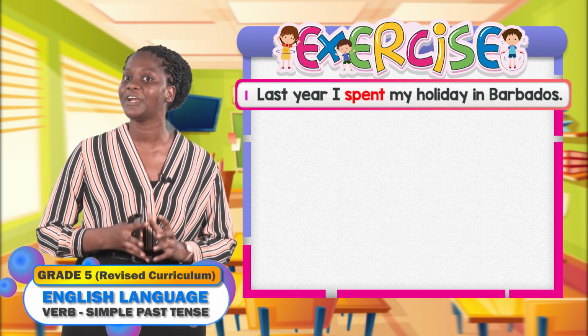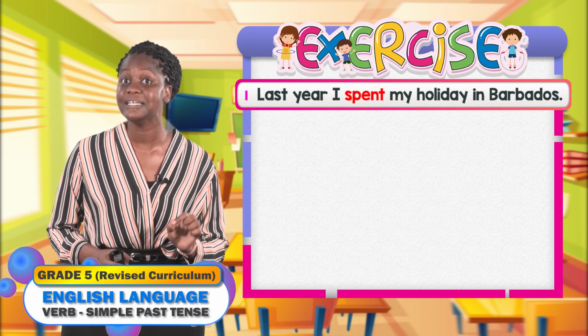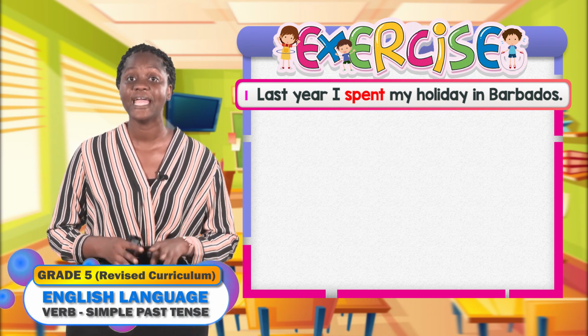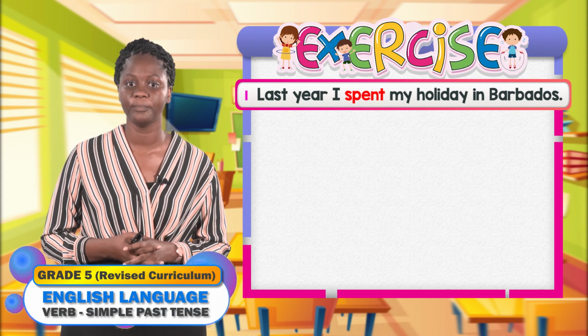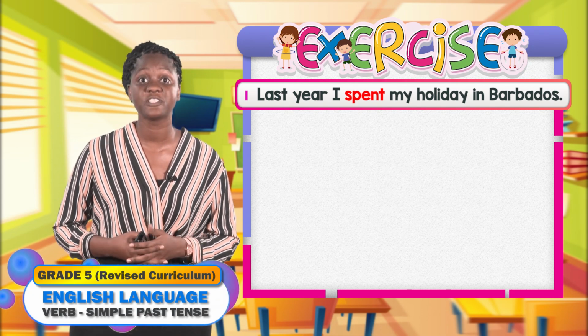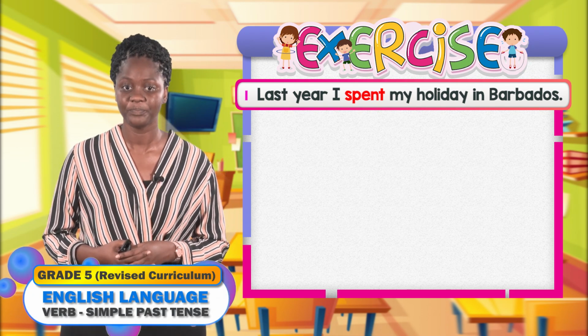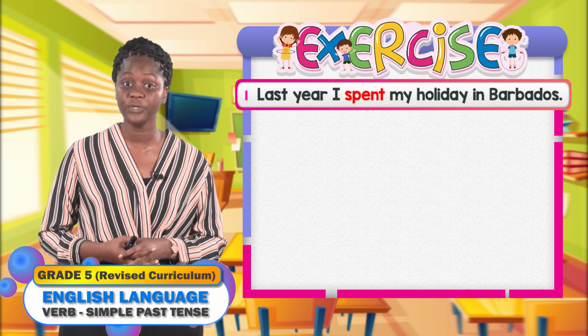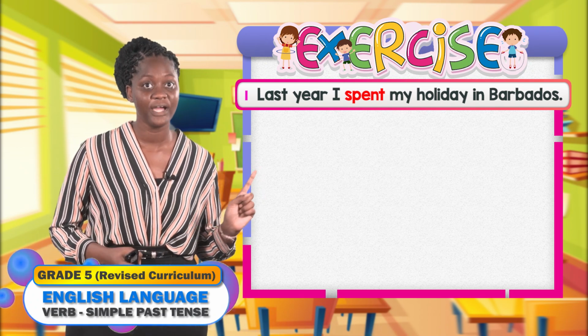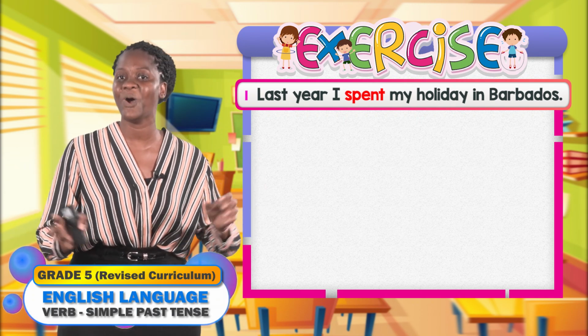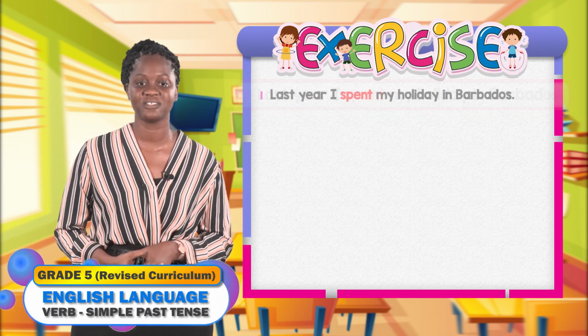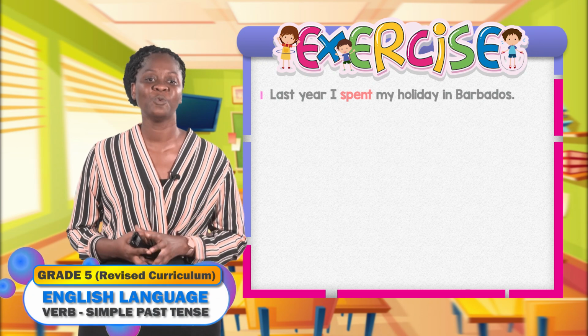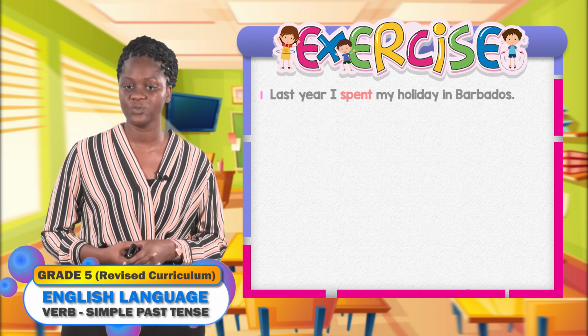Yes, you are correct. Spend in its past tense is an irregular verb form. So the past tense of spend is spent. So our new sentence would read, last year I spent my holiday in Barbados. Good. Let's move on. What about this one?